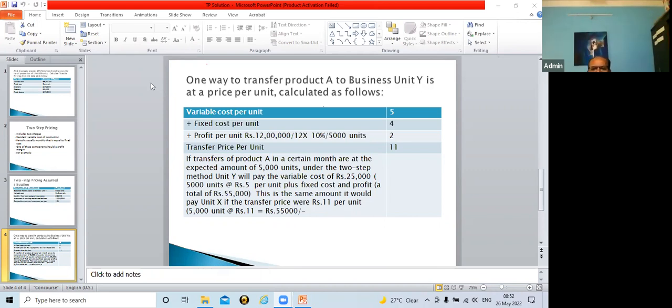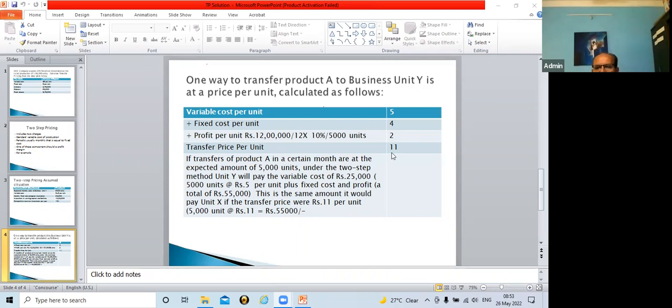Now in today's numerical, the ready-made figure was given, 12 lakhs of rupees, and they mentioned that this 12 lakhs of rupees is working capital and facility. So we consider this as an investment. On this, we calculate that percentage. Whatever amount comes, we add to variable cost, and this way it becomes the transfer price per unit to be transferred to a particular division.